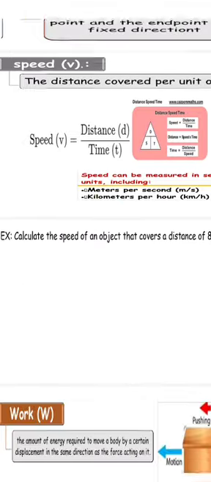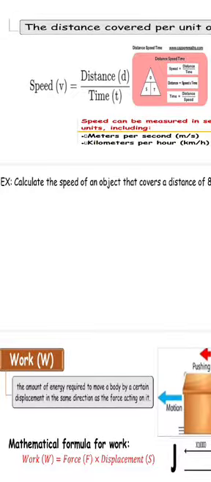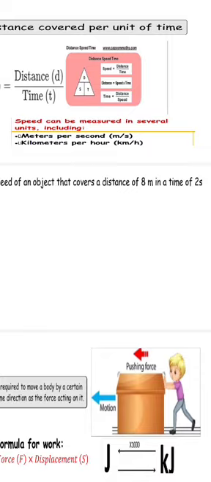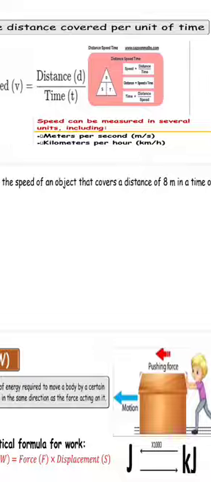Let's solve a problem. Calculate the speed of an object that covers a distance of 8 meters in a time of 2 seconds. We have here the distance, which is 8, and the time, which is equal 2. So we can get the speed easily. Distance over time, 8 over 2 equal 4 meters per second.